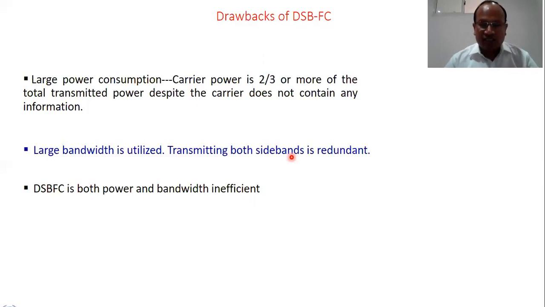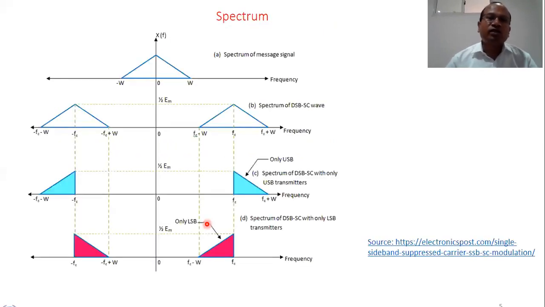So the first disadvantage or drawback is that large power is required. Second, large bandwidth is needed. A large amount of bandwidth is utilized. It involves cost, and it will increase the noise also. DSB is therefore both power and bandwidth inefficient. It is inefficient in terms of power as well as bandwidth requirement. That is about the DSB.